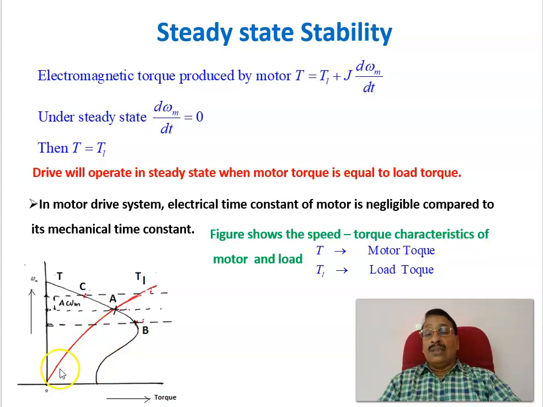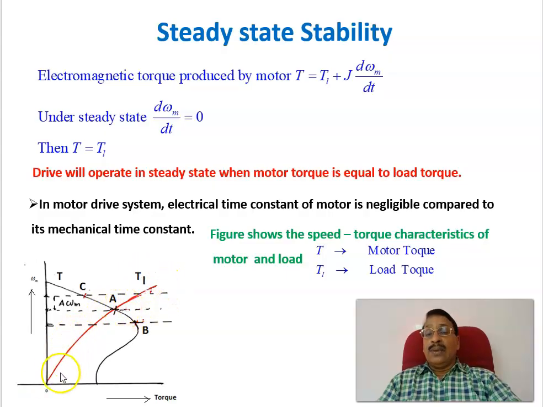Now coming to this plot. Assume that this is the speed torque characteristics of an induction motor. This is the omega m axis and this is the torque axis, therefore the speed torque characteristics of the motor, capital T. And the load is a fan load or some compressor, etc. This is the load characteristics TL.